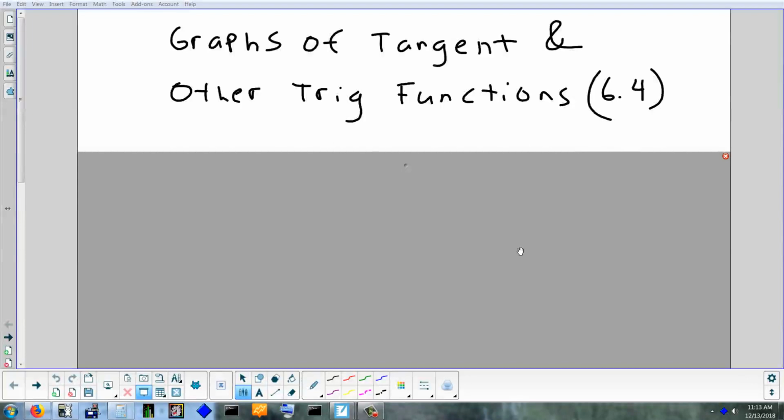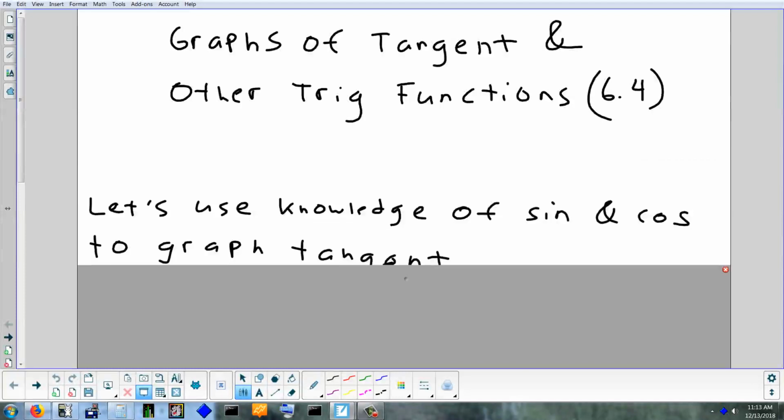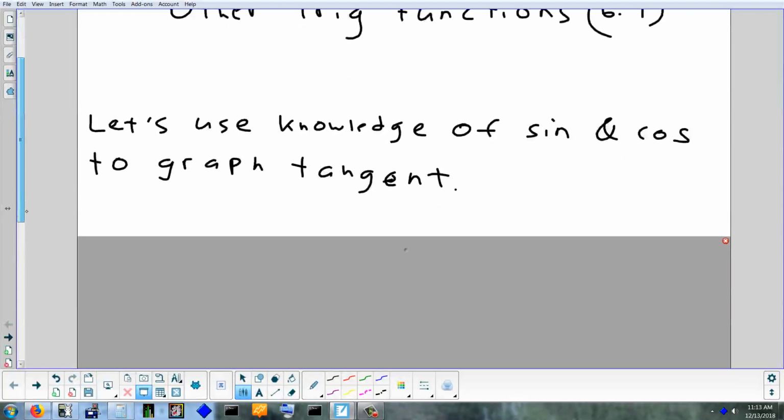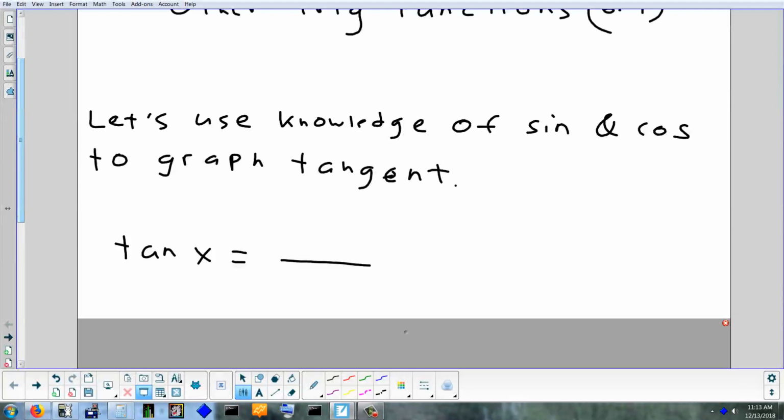Okay, so the last section we're going to look at this week is 6.4, which is on graphing all the other trig functions. We're not going to go into as much depth as we did with sine and cosine. What we are going to do, though, is use what we know about sine and cosine to figure out the graph of tangent. And the way we can do that, and we just did it in the homework, is let's rewrite tangent in terms of sine and cosine.